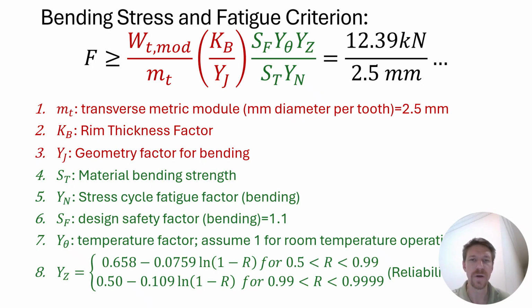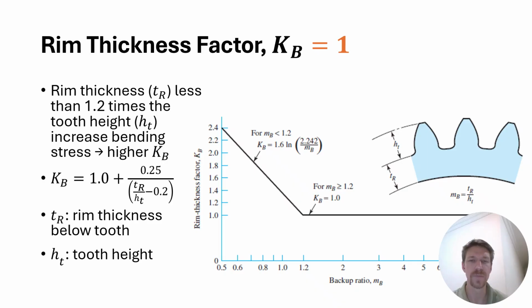So we've got our modified load, and we've got our module, and then we got to build the rest of these values. Got to build these into our equation. And we'll take these one by one. The first one is the rim thickness factor. We don't have a rim on ours, so we don't have to worry about that. We'll take 1 as the value there.